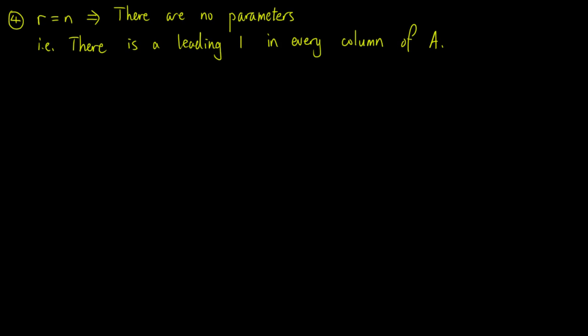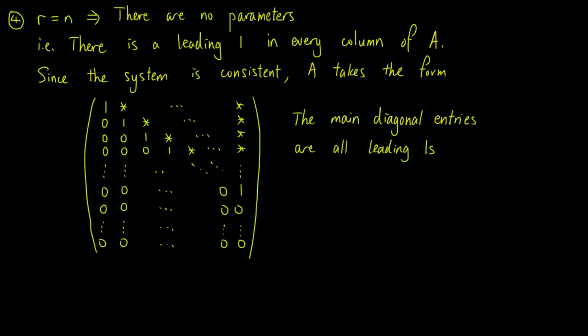For the last point, since r equals n, we know that there are no parameters. In other words, there is a leading one in every column of A. And since the system is assumed to be consistent, A takes the following form. More precisely, the main diagonal entries are all leading ones, and the entries below them are all zeros, and the entries to the right of them are irrelevant, which are all denoted by star. Notice that the number of 0 rows in A is m minus n.